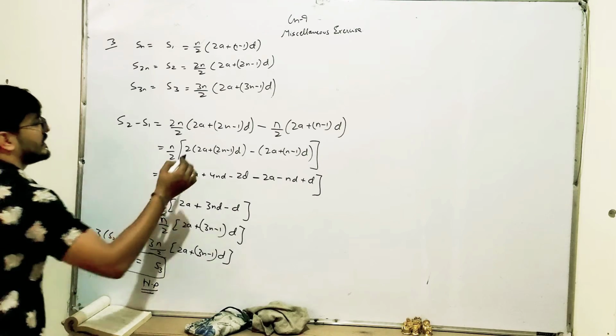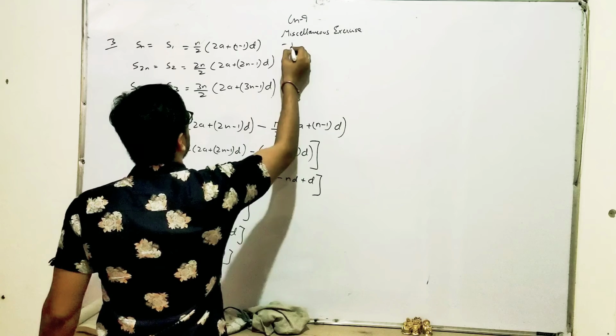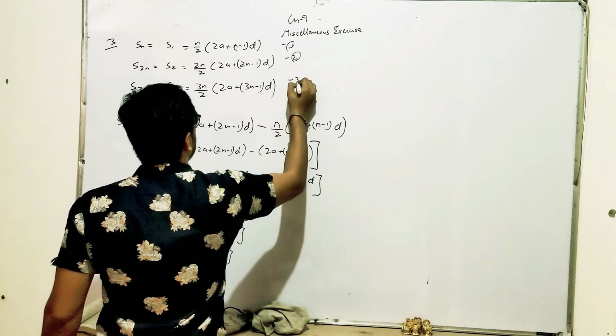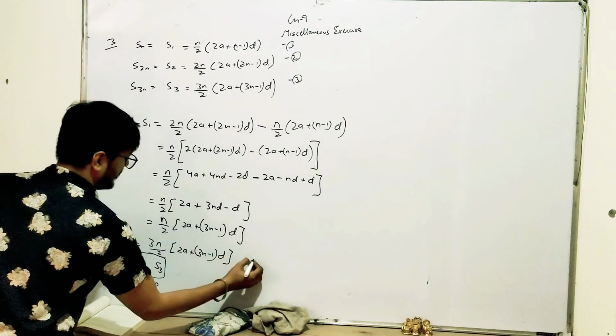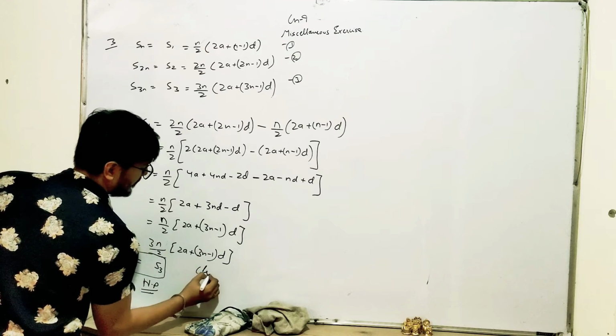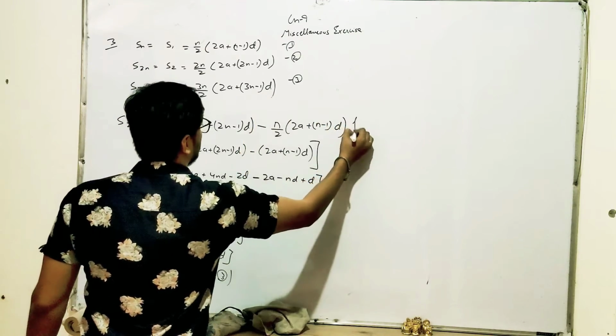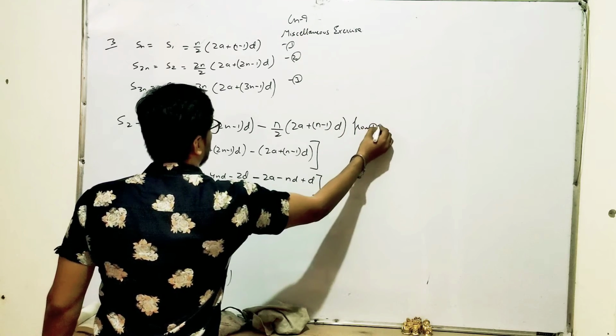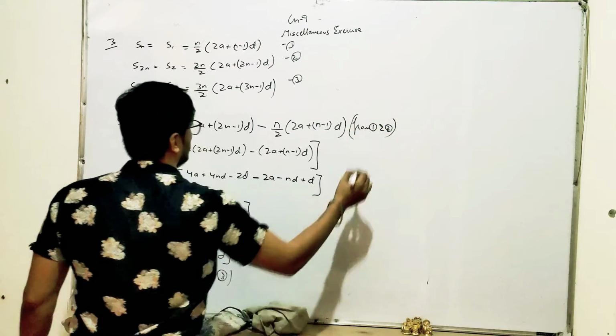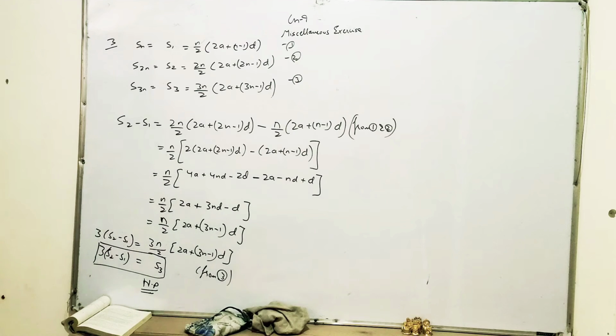So you can name the equations: this is 1, this is 2, this is 3. So this we have got from equation 3, and this we have got from 1 and 2, right? So this is the complete solution of question number 3. Please note down.